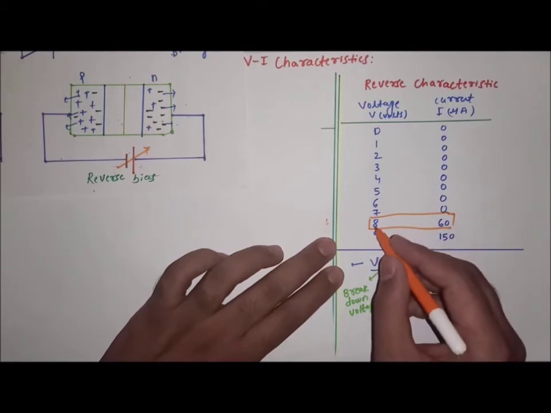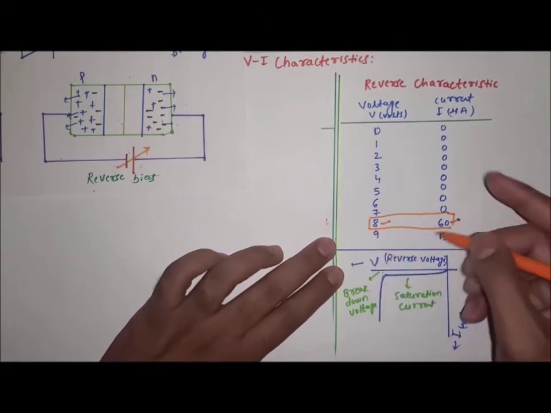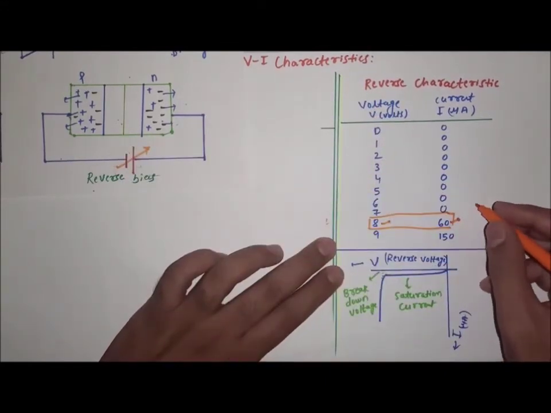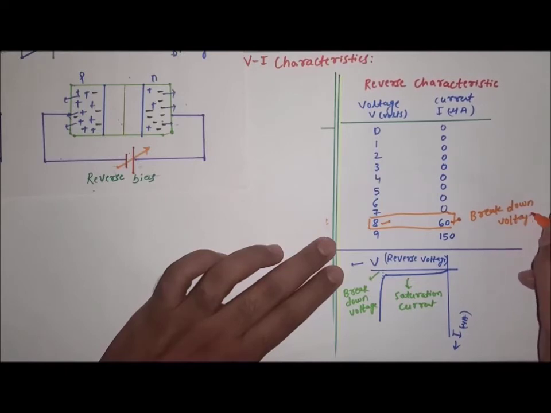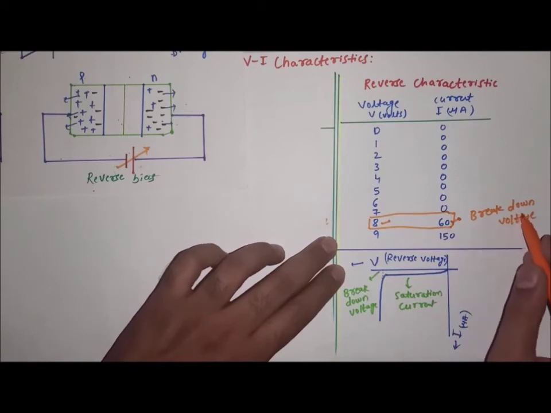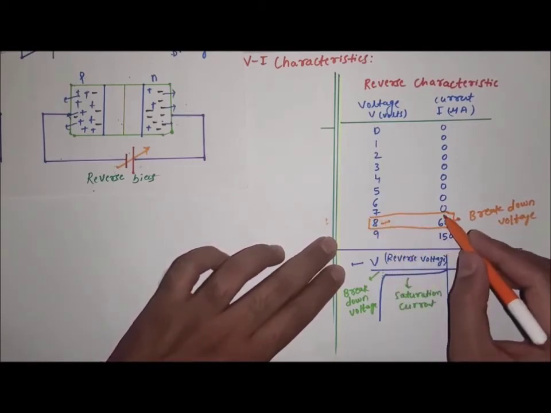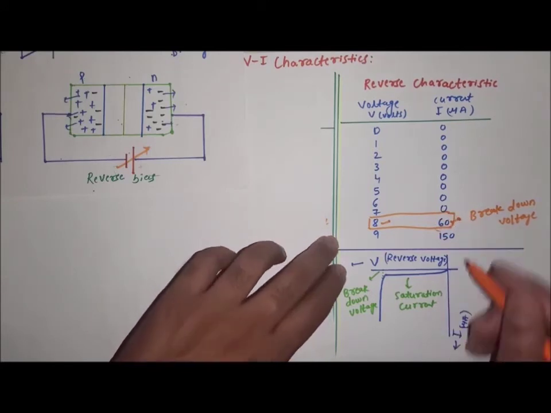And this particular voltage at which the current increased suddenly in reverse bias is called the breakdown voltage. So what is breakdown voltage? The breakdown voltage is the reverse bias voltage at which the reverse current increases suddenly, and that is called the breakdown voltage.